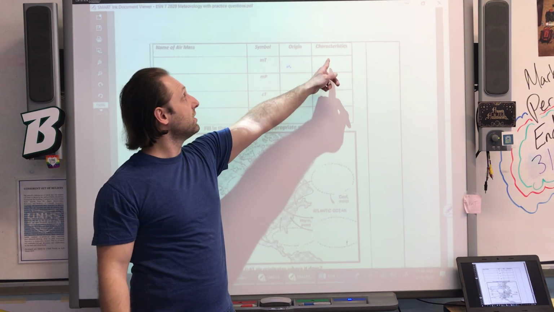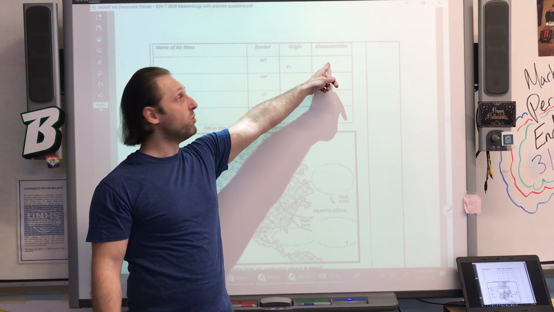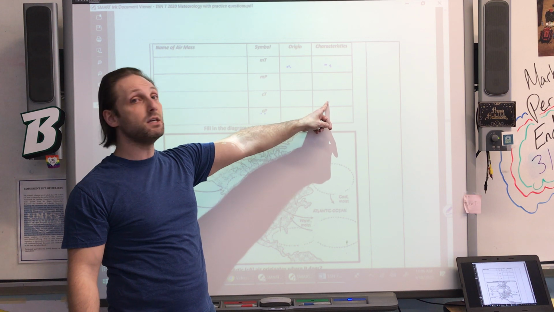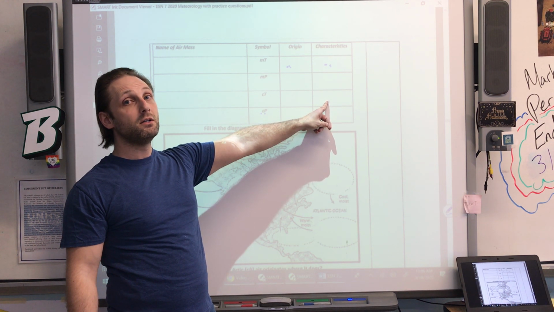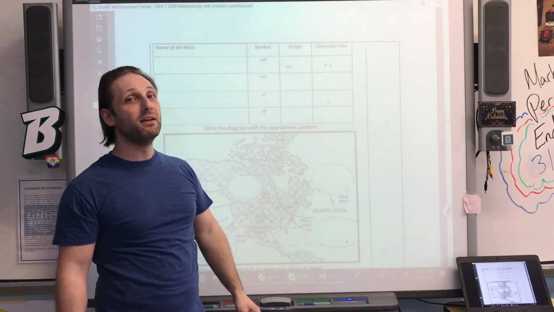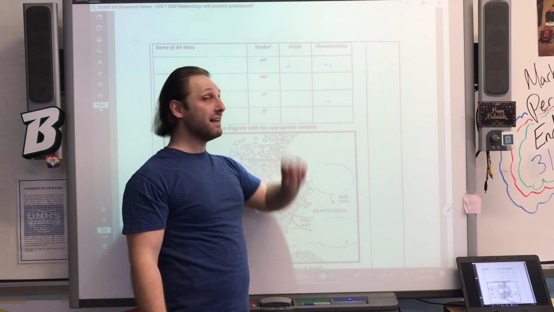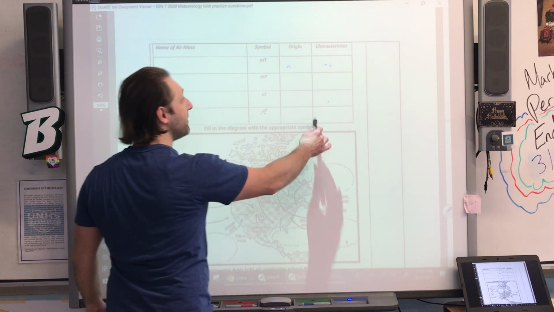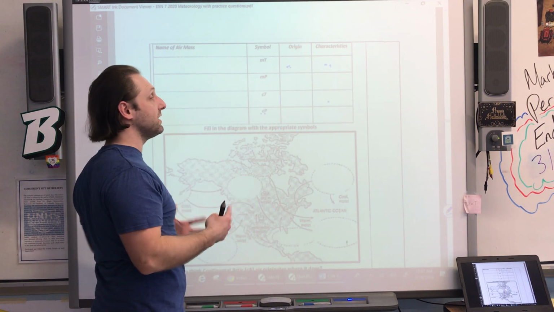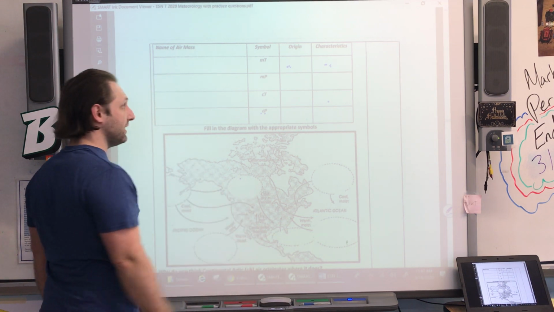Characteristics, this is going to be MT is warm and moist. MP, cold and moist. CT, that's right, dry and warm. CP, dry and cold. All right, so we have at least some of these things mapped out so we understand what it looks like and what it means. Now we got to get it onto the map.